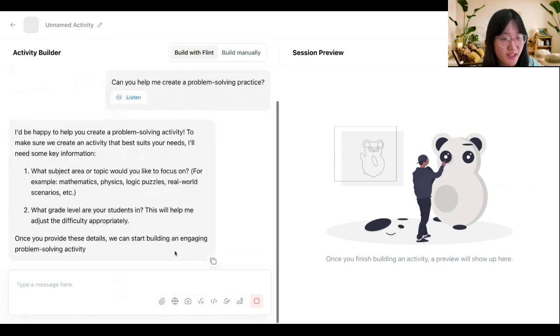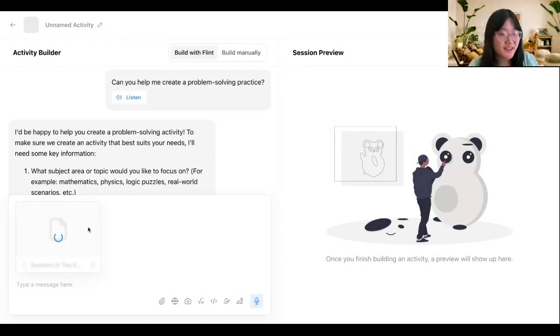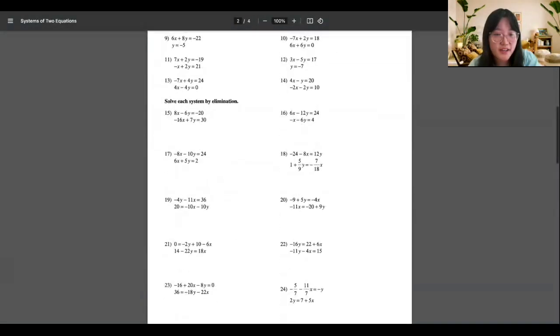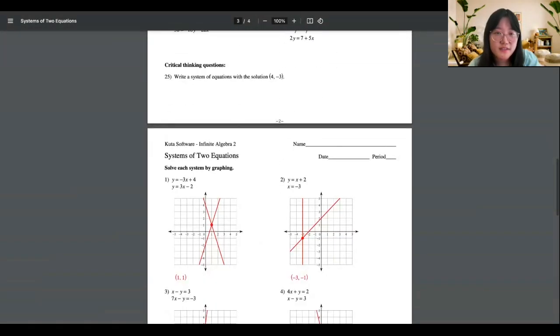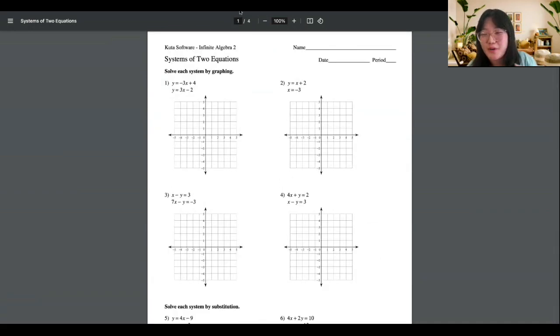And then it's going to ask me what I want the topic to be and what grade level students are. I'm actually going to attach this document. I don't think you can see me attaching it, but it has a bunch of questions about how to solve systems of equations, finding where they intersect. It has solving systems by graphing, by substitution, and by elimination, and it also has the answers in here. So kind of similar to if you uploaded a test, this is maybe what it might look like.